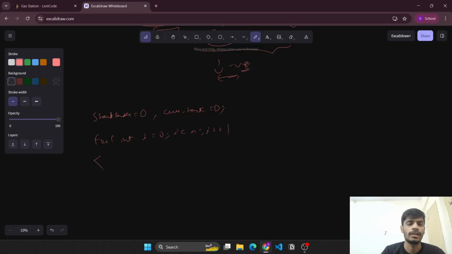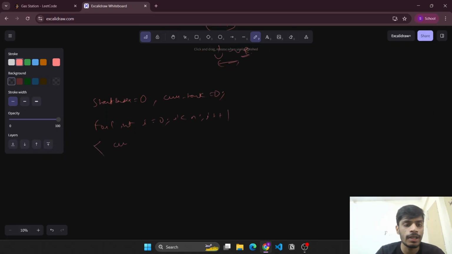Okay, now what do we see? We see that the current tank will be increased by what? It will be the gas available minus the cost. Okay, the current tank will be increased by this value.